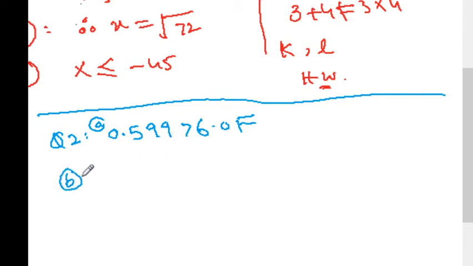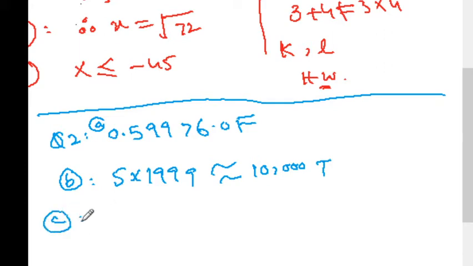Part B: 5 into 1999 is approximately equal to 10,000. So it's true.